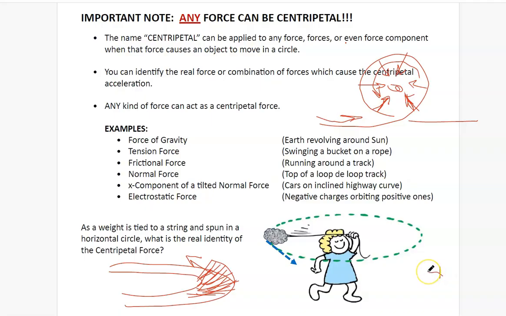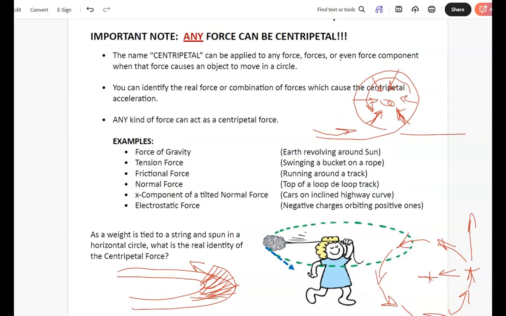So here's the positive charge. Here's the negative charge moving this way, but it's being pulled this way towards the center. So it will change direction and will constantly change direction, resulting in a circular pathway around the positive charge. So let's take a look at some problems involving centripetal force.